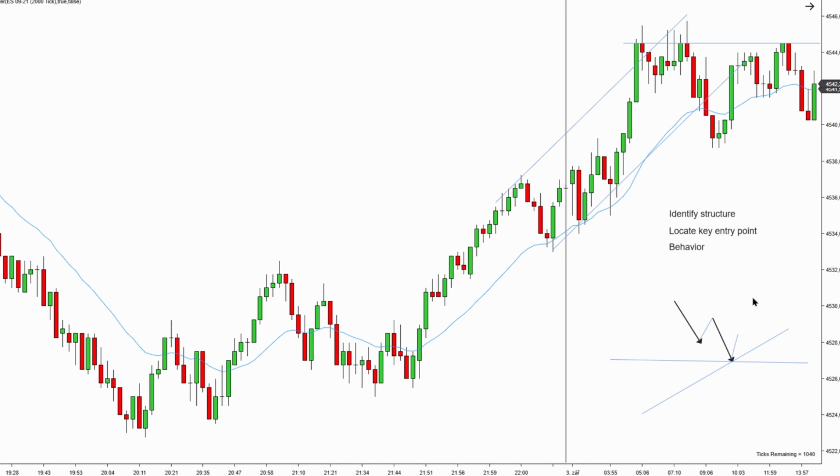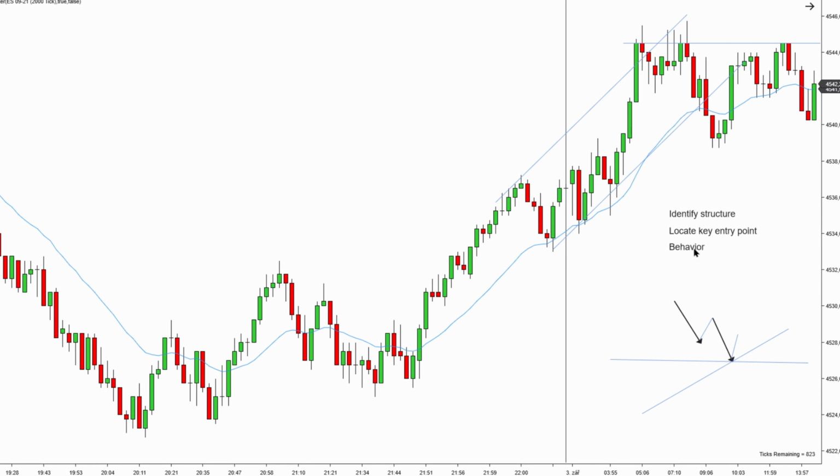There are three important factors that we need to keep in the back of our minds when we are trying to find the safest and the most high probability setups in trading. First, we need to identify the market structure, meaning the current bias. Then we need to locate the proper key entry point, meaning a trend line, a support or resistance line, or an exponential moving average. This is the blue line, the 21 EMA.